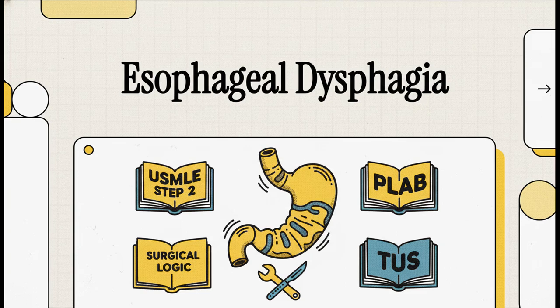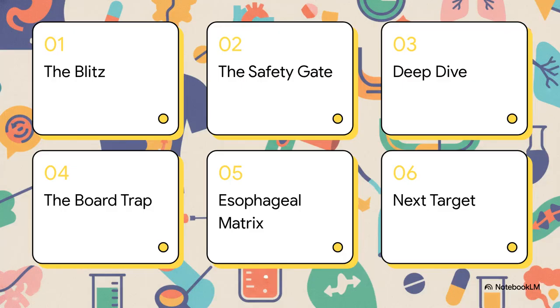All right, listen up. Your mission, should you choose to accept it, is esophageal dysphagia. We are locking on high-yield targets for USMLE Step 2, PLAB, and TUS. Think of this whole thing as a complex plumbing problem. It's going to require some absolutely surgical logic to solve. Let's get to it. Here's our operational plan. We've got 6 phases to execute to absolutely master this material. Every step is critical, so stay focused.